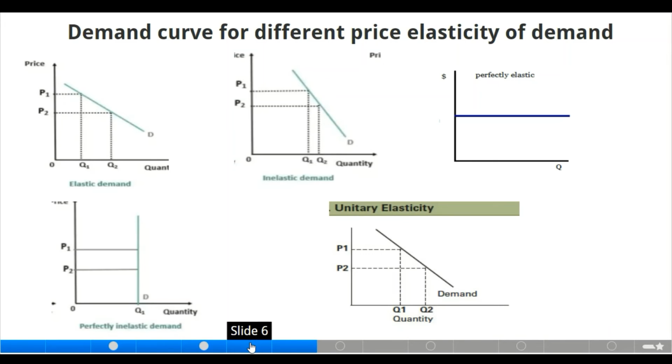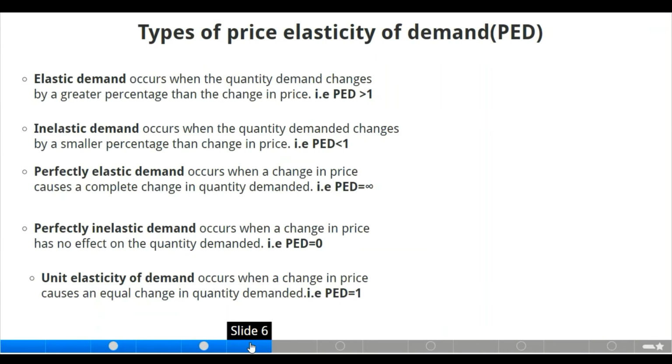Now moving to the next type of elasticity of demand, where we have perfectly elastic demand, which occurs when a change in price causes a complete change in quantity demanded. That is, price elasticity of demand will be equal to infinity. And perfectly inelastic demand, which occurs when a change in price has no effect on the quantity demanded. That is, our price elasticity of demand will be 0.